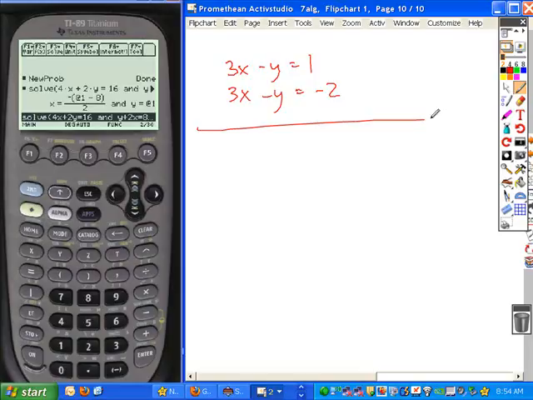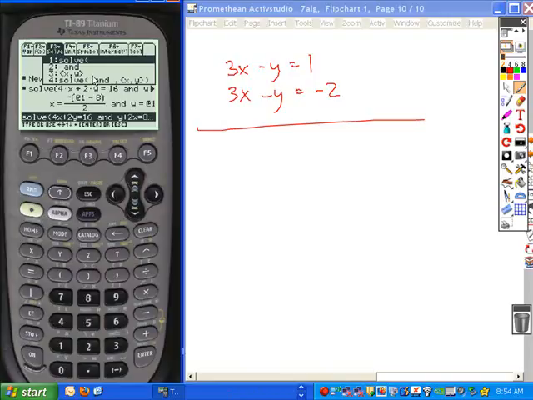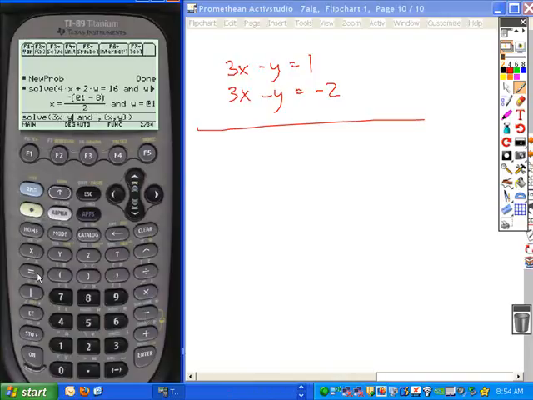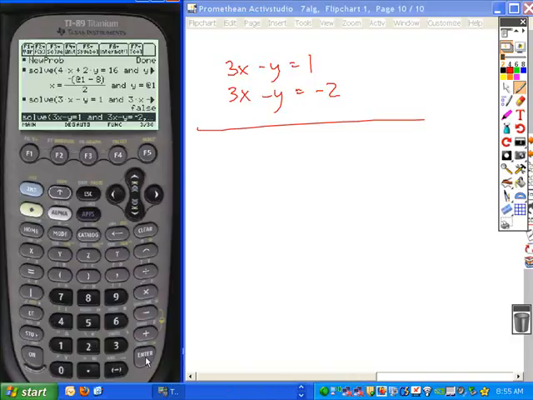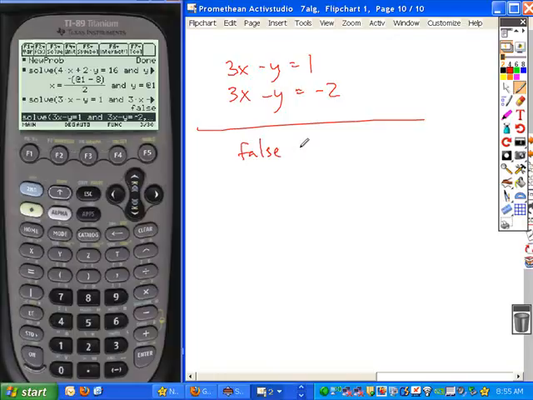Again, in your custom menu, choose the solver template for a linear system. Enter your equations. 3x minus y equals 1. And 3x minus y equals negative 2. Hit enter, and it says false. What do you think false means, Eddie? There's no answer. Okay, so if you get a false, what that means is no solution.